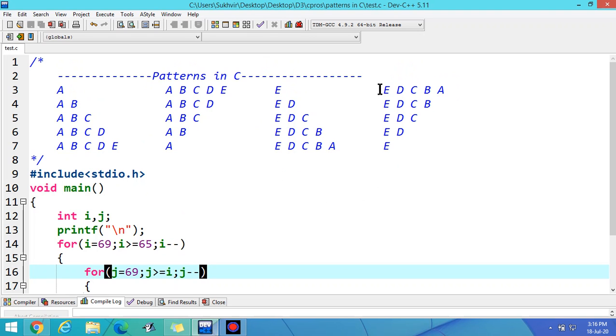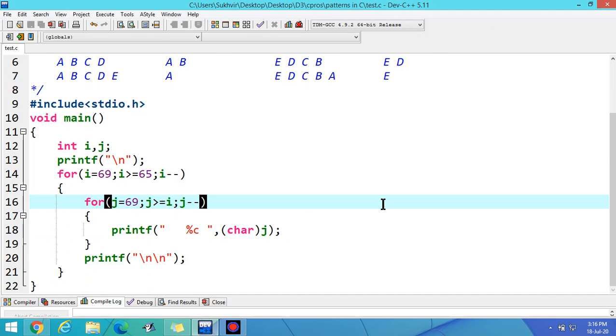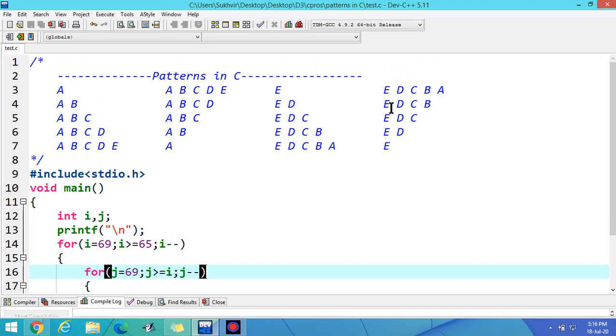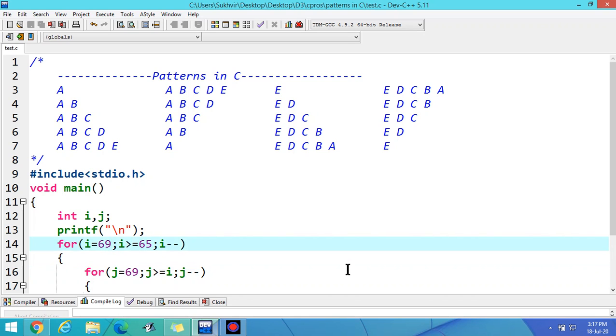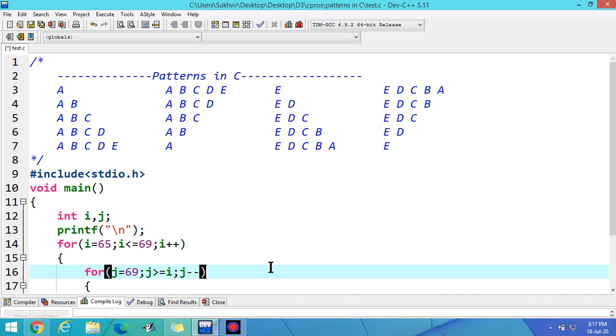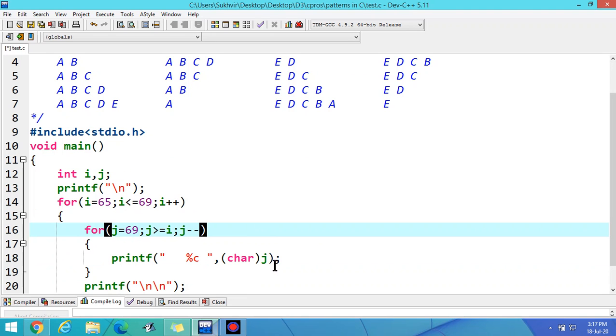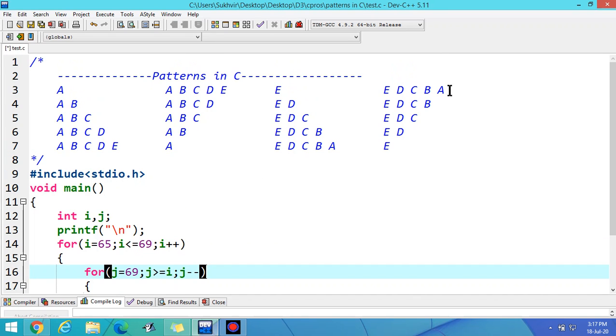Now what about this content EDCBA? Now for that, first loop is in reverse order and second, i, is in increasing order. It means here I have to write 65, i less than equal to 69, i plus plus. And what about the value of j? j varies from 69 to i in reverse order because these are the contents of j. E, D, C, B, A. These are the values of j.